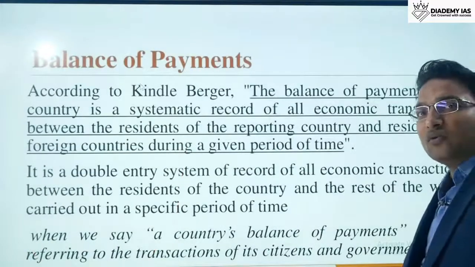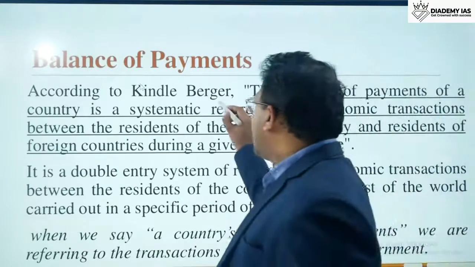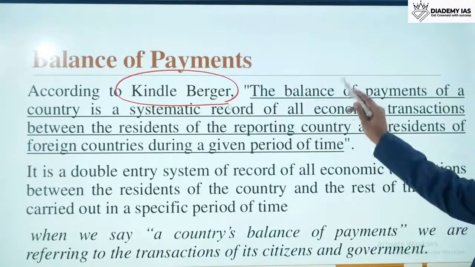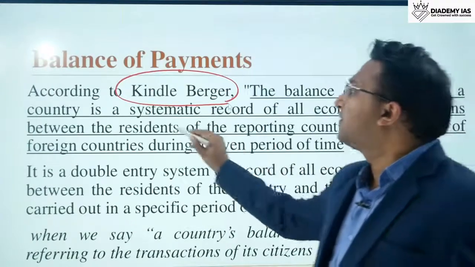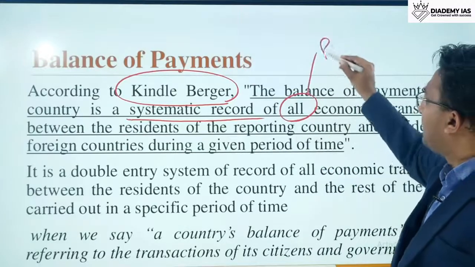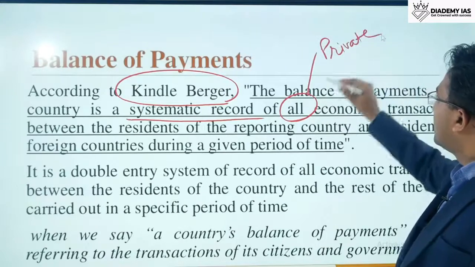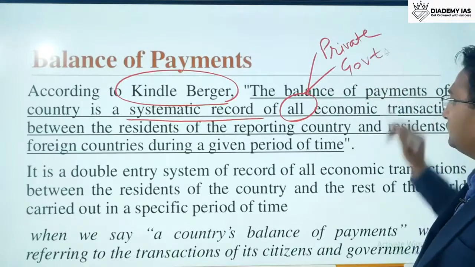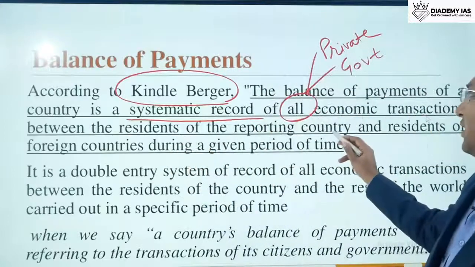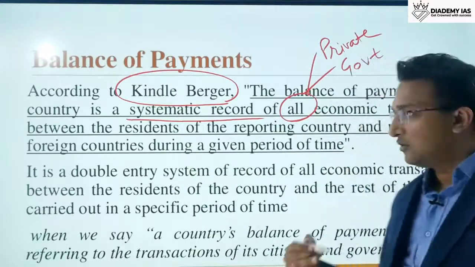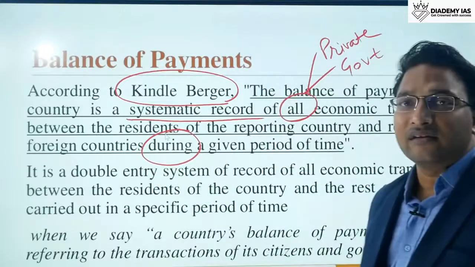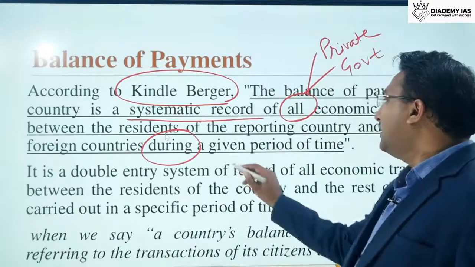So if we want to define balance of payment, the definition has been given by Kindleberger. He has said the balance of payment of a country is a systematic record of all economic transactions, and all here means both private sector transactions and government sector transactions, between the residents of the reporting country, in our case India, and residents of foreign countries during a given period of time.